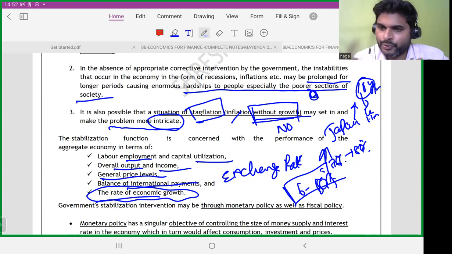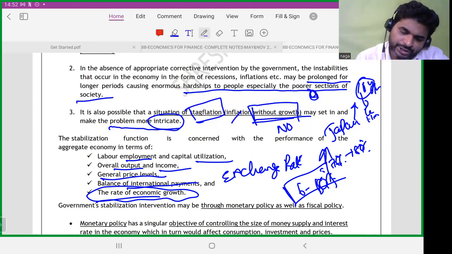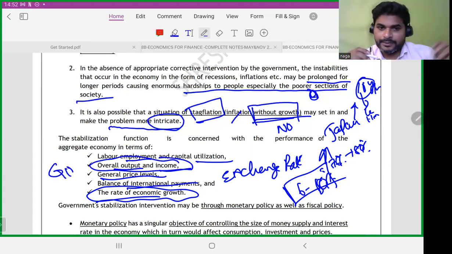So decent economic growth is important. The stabilization function, the government focuses on these: employment, growth, price inflation, exchange rate, right? And overall output. Output is nothing but GDP. We will discuss this GDP and income levels. So these are the main concerns of government, and they work around these areas, with different schemes that they come up with.